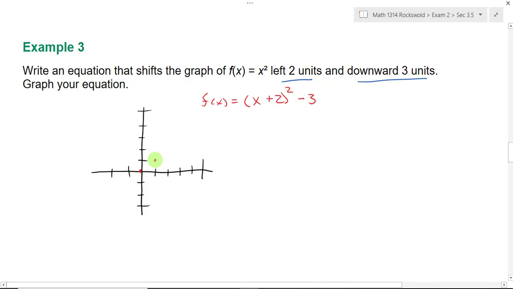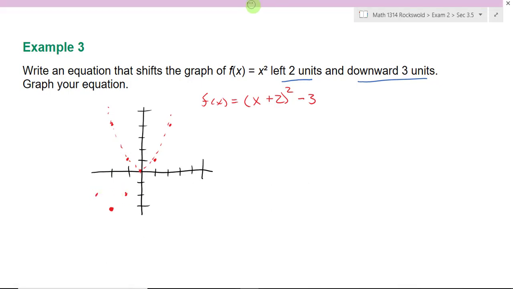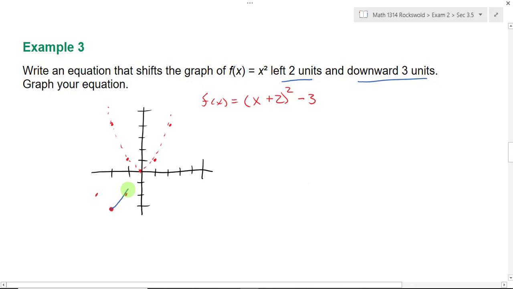Normally your quadratic has these reference points. And now I take each one of these points and I shift them to the left 2 units and down 3 units. So that's going to give me, the vertex is going to get moved right here. This point gets moved to the left 2 units and down 3 units. So that's going to be a point right here and then here. And that's really enough to sketch your graph in. And this would be the graph of the transformed function, f of x equals (x plus 2) squared minus 3.